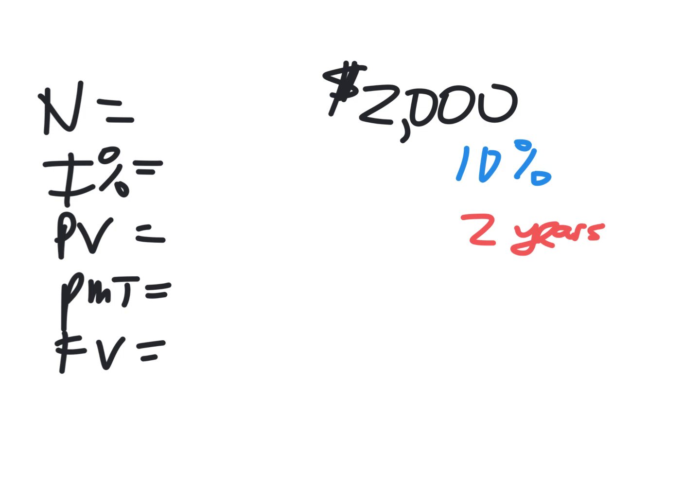All right. Nora, what is N then? And don't say 2. It's kind of 2. 24. There it is. 24 months, 2 times the 12. All right. Interest percent. Well, that's easy. I told you it was 10%. Present value. Easy to get this screwed up.